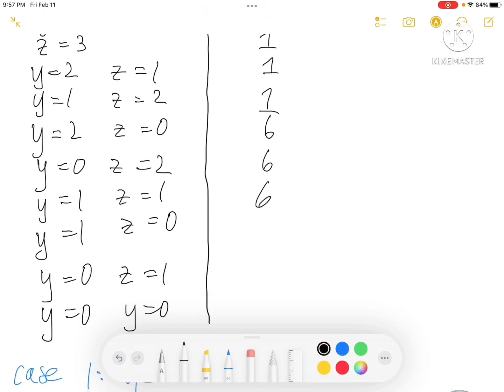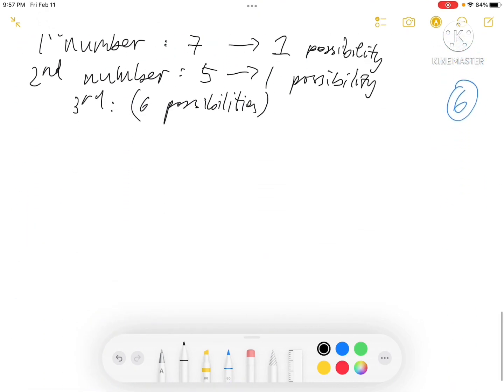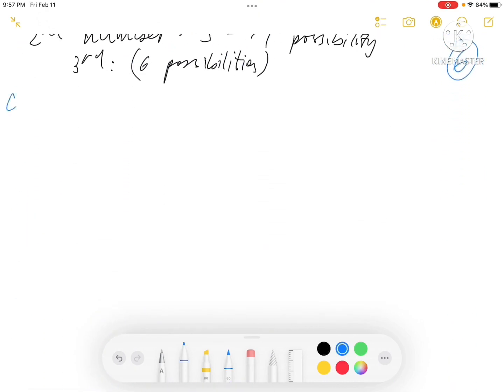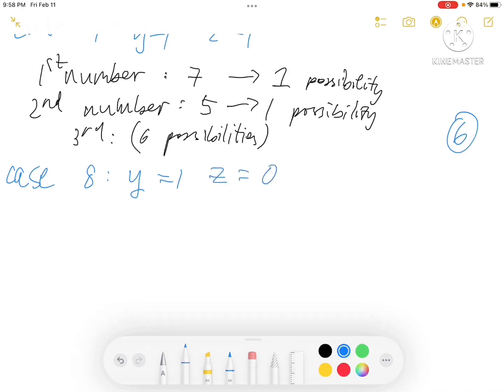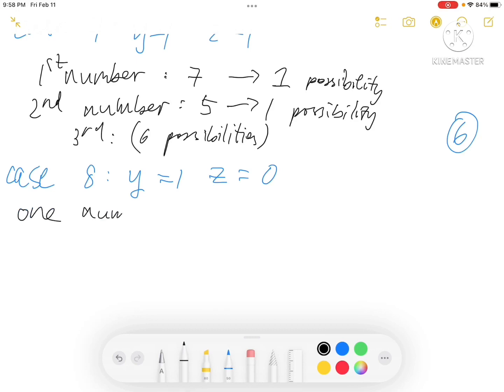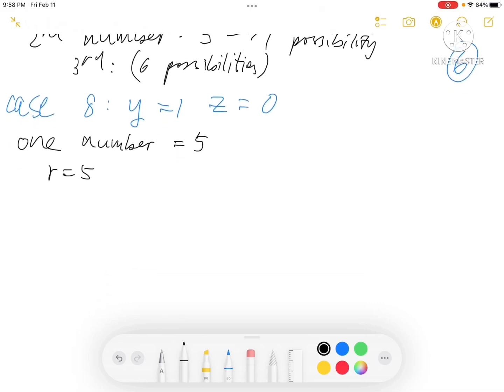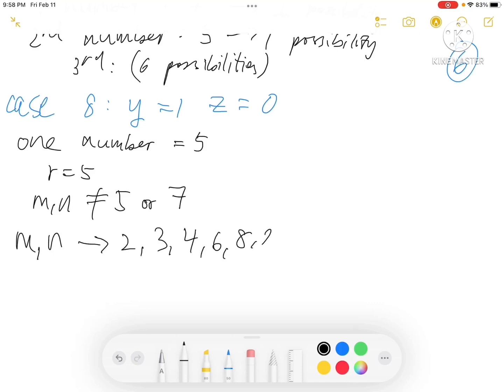Okay, let's continue on to the next case. So the cases are now starting to become a bit more complex. Case 8, we have y is equal to 1, z is equal to 0. So firstly, one number is equal to 5. And let's just suppose r is 5 for simplicity, because the order of the numbers does not matter. We are only concerned about their results. So now m and n cannot be equal to 5 or 7. So each of m and n must be equal to 2, 3, 4, 6, 8, and 9.